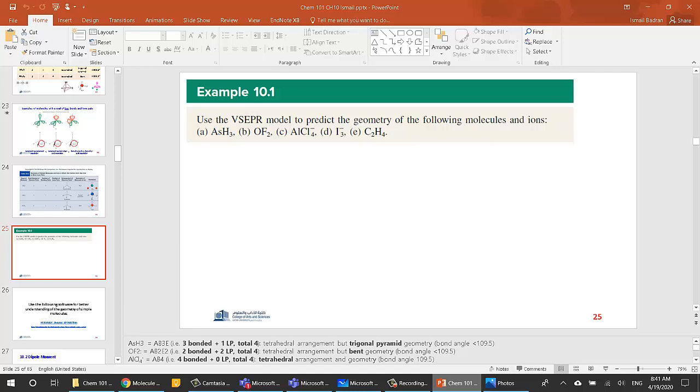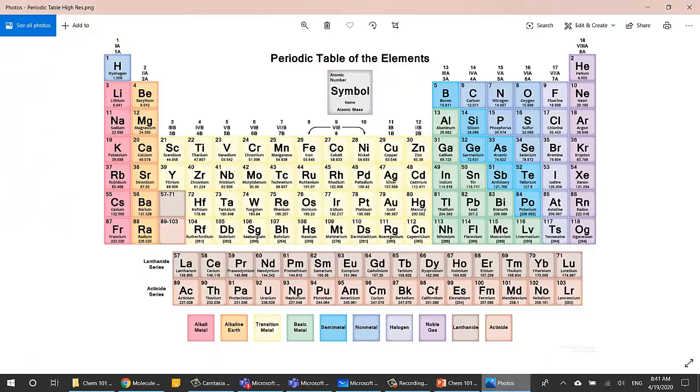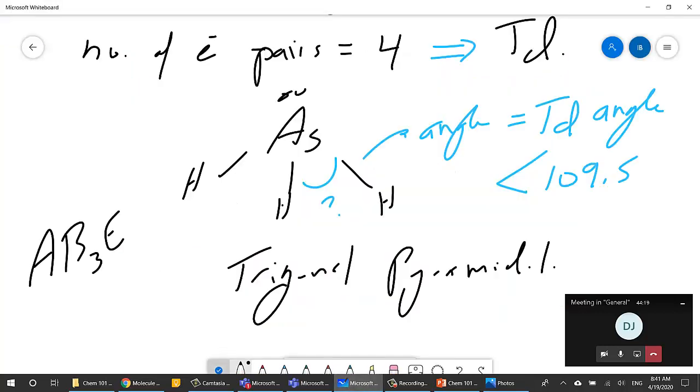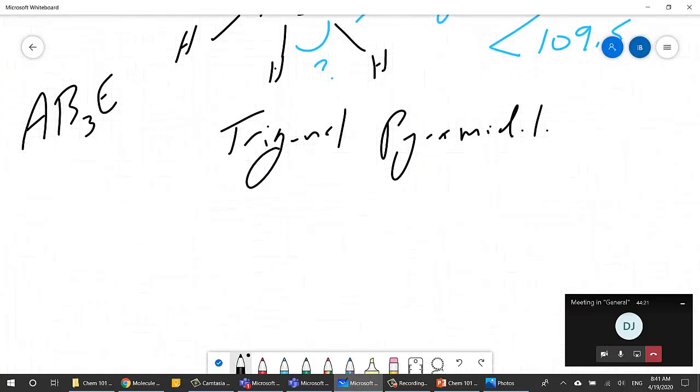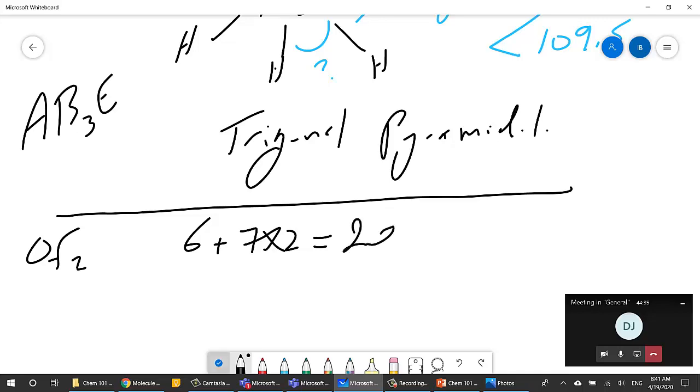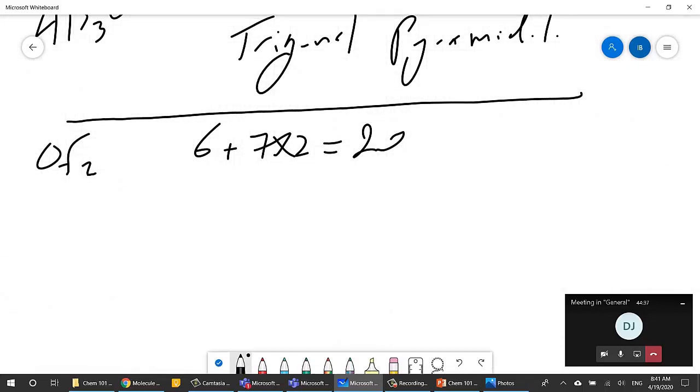Okay, the next one is OF2. Let's do oxygen difluoride. Any guesses about its structure? Same thing, I'm going to write the Lewis structure first. So 6 plus 7 times 2 is equal to 20 electrons. Oxygen in the middle, F here, F there.